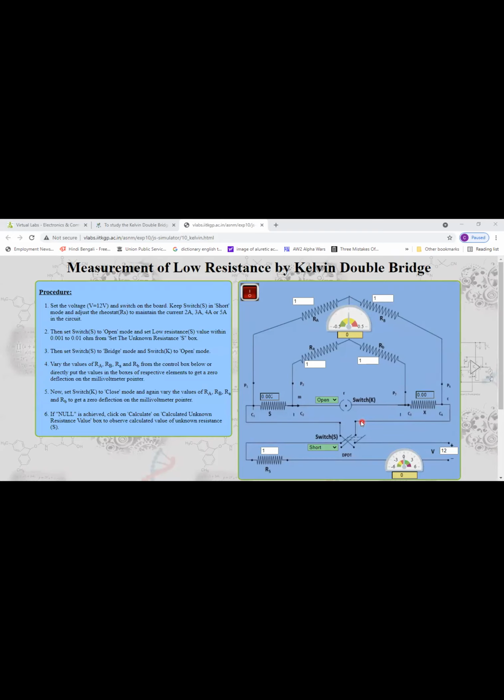This is the main focus of this bridge at the current lead terminal. So we have to reduce the current lead terminal resistance. Then we can measure resistance as low as under 1 ohm.